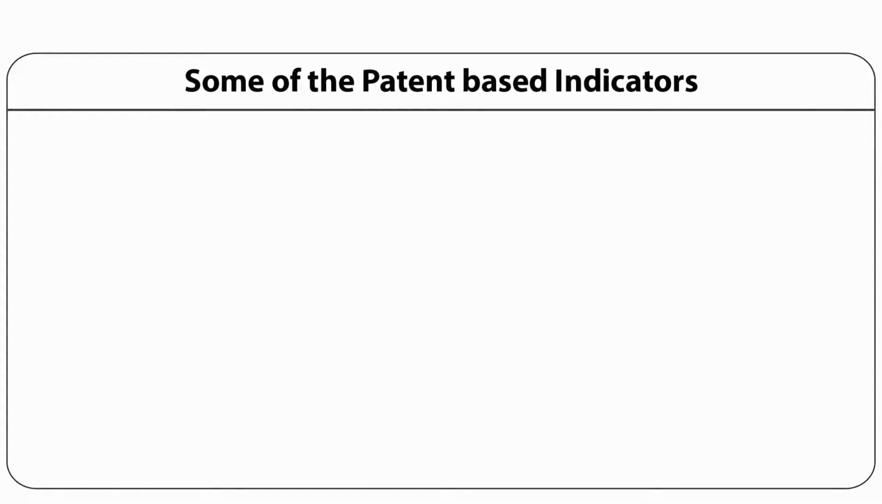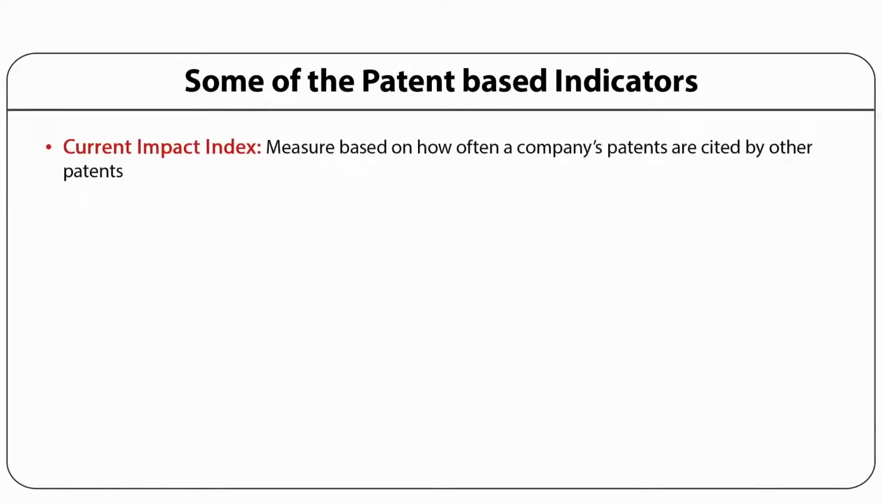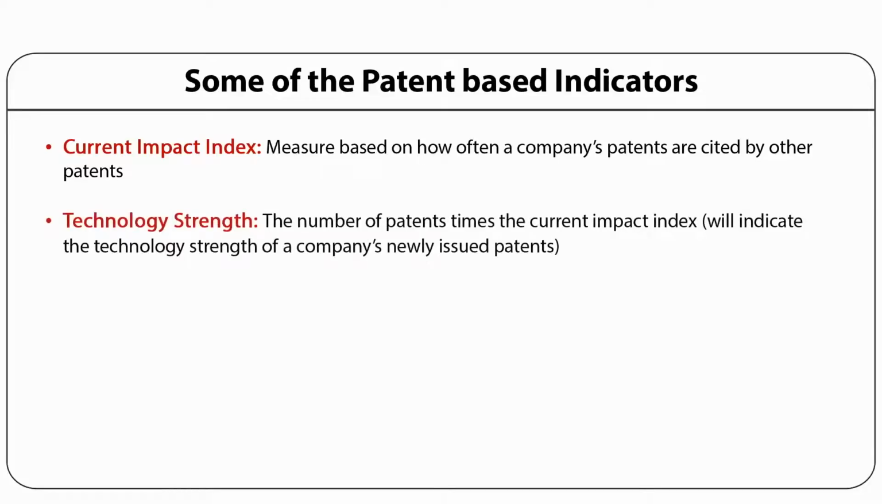We continue with these patent based indicators. There are other indicators as I was talking about. One of them is the current impact index. It measures how often a company's or a research unit's patents are cited by other patents. Similarly, technological strength, the number of patents times the current impact index, will indicate the technological strength of a company's or a research unit's newly issued patents.